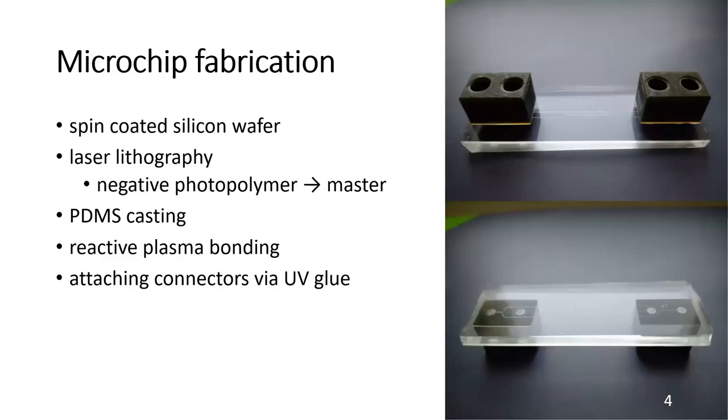Our microchip is fabricated by spin coating a silicon wafer. Then laser lithography is applied, and the negative photopolymer is hardened, and our master is formed. On the master, we cast PDMS, which is another polymer. And after it is hardened, we use reactive plasma bonding, and our microchannel is attached to a piece of glass. And the last step is attaching connectors via UV glue.